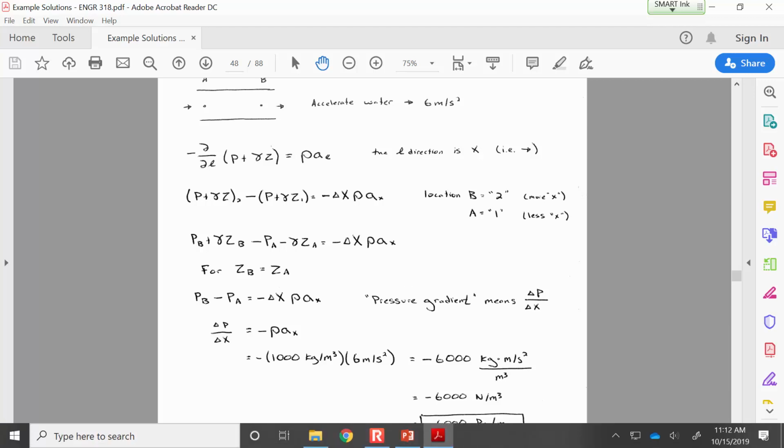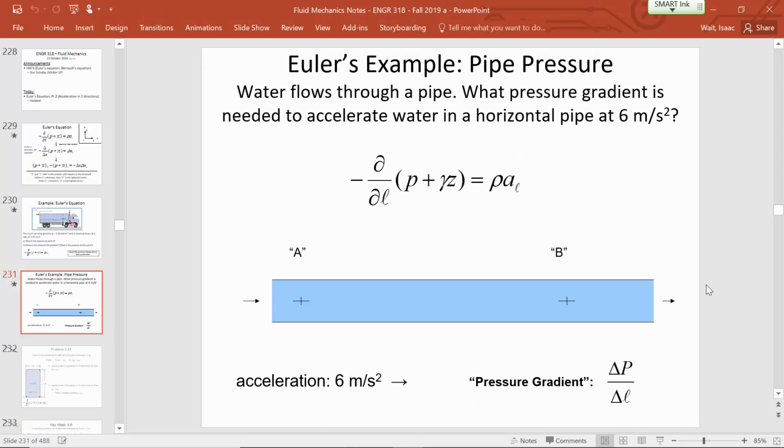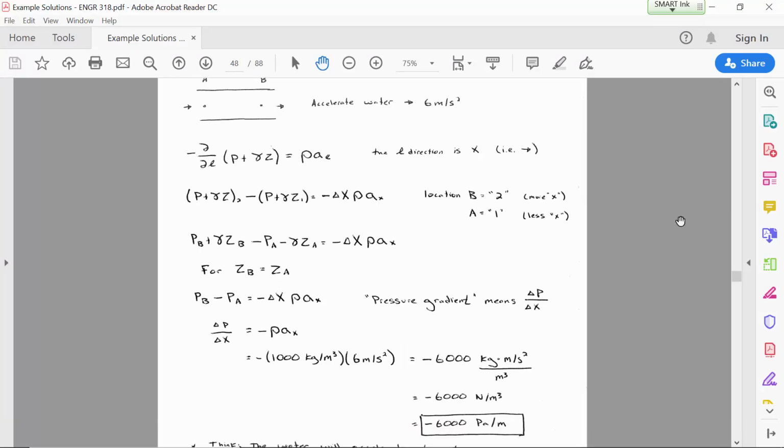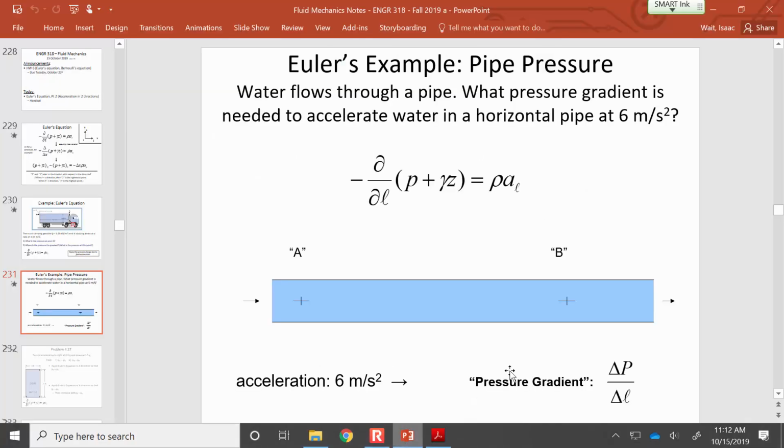So if we had dimensions, how far A and B are apart, if they're a meter apart, we'd expect A to be 6,000 pascals higher in pressure than B. If they're 2 meters apart, then it would be 12,000 pascal pressure gradient between A and B. So it's just the rate of change of pressure between these 2 points. Any questions about this one? All right.